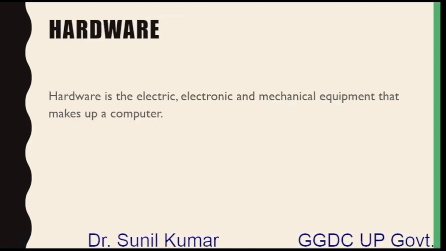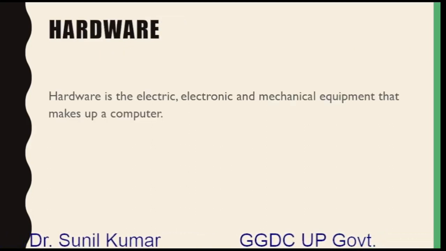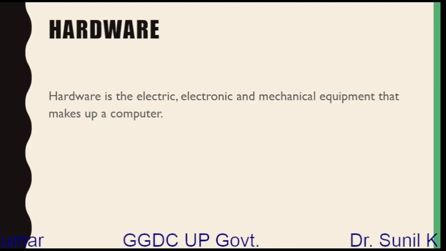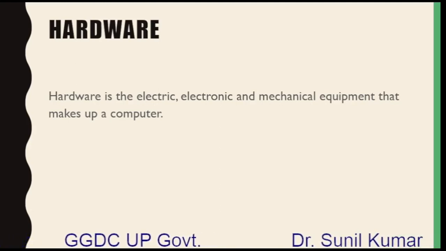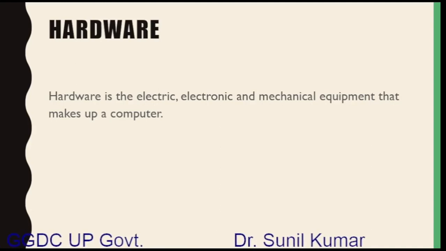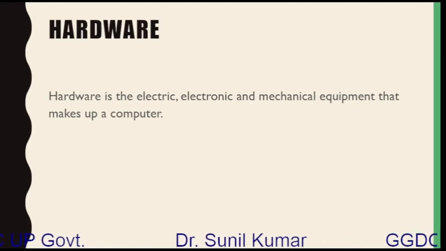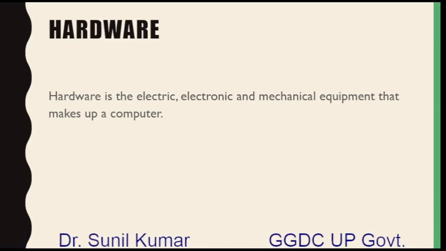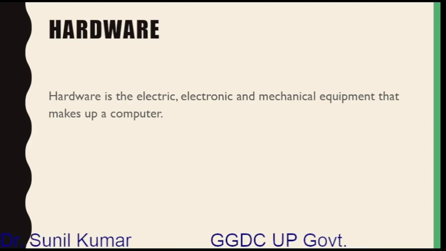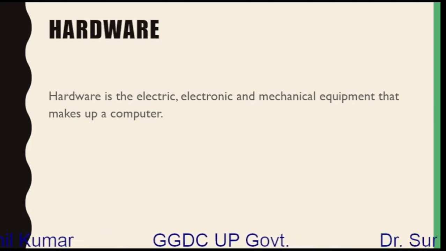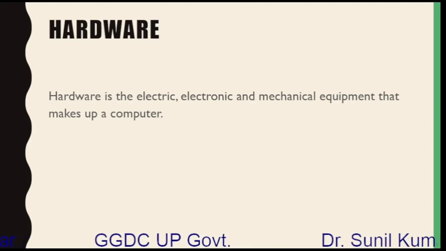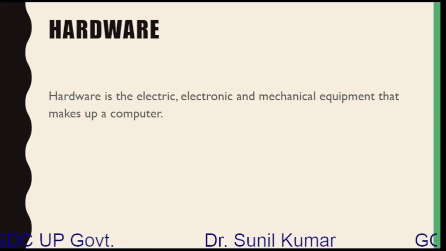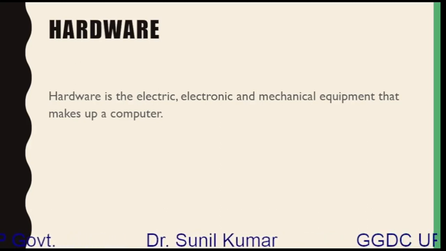When we talk about hardware, it is the electronic and mechanical equipment that makes up a computer. Hardware refers to the physical components of a computer system that can be seen and touched. It includes all the electronic, mechanical and magnetic parts that make up a computer, such as the central processing unit (CPU), memory, storage devices, input output devices, and other peripheral devices.